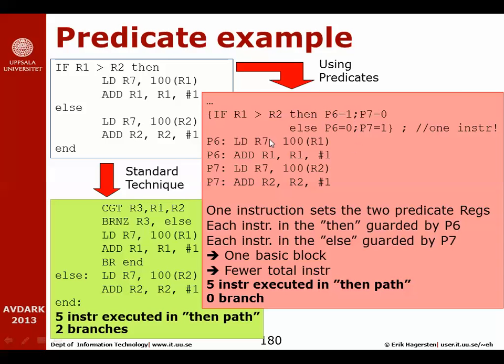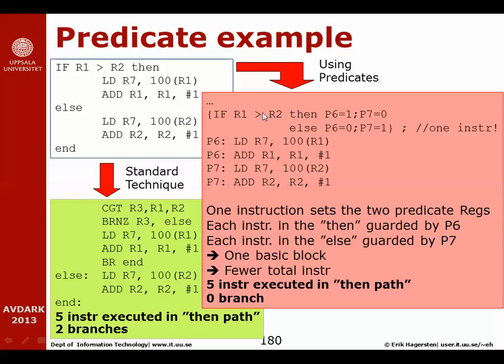Then we guard each of the following instructions with one predicate register. So this is P6: that means only let this instruction have side effects if P6 is equal to 1. Same thing with the next one. And then the following instructions say let only this instruction have a side effect if P7 is equal to 1. So it's either these two instructions or the following two instructions that will have some side effect.